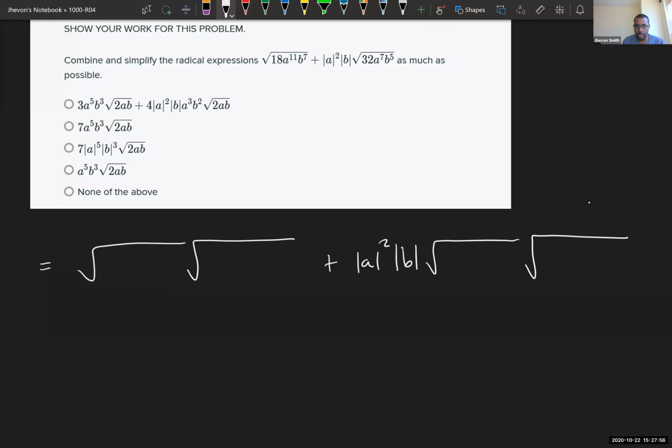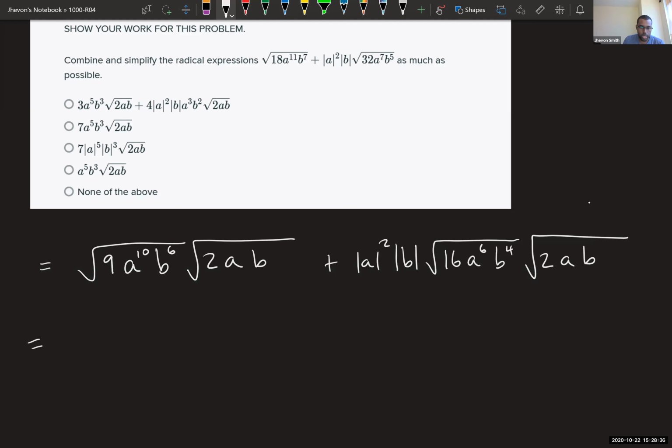And right, so now I just go through and split everyone up. So in the first radical, the 18 can split into 9 and 2. The 9 would simplify, the 2 won't. A to the 11 is a to the 10 and a. B to the 7 is b to the 6 and b. Moving on to the second radical, 32. I can think of that as 16 times 2. A to the 7 is a to the 6 and a. b to the fifth is b to the fourth and b.